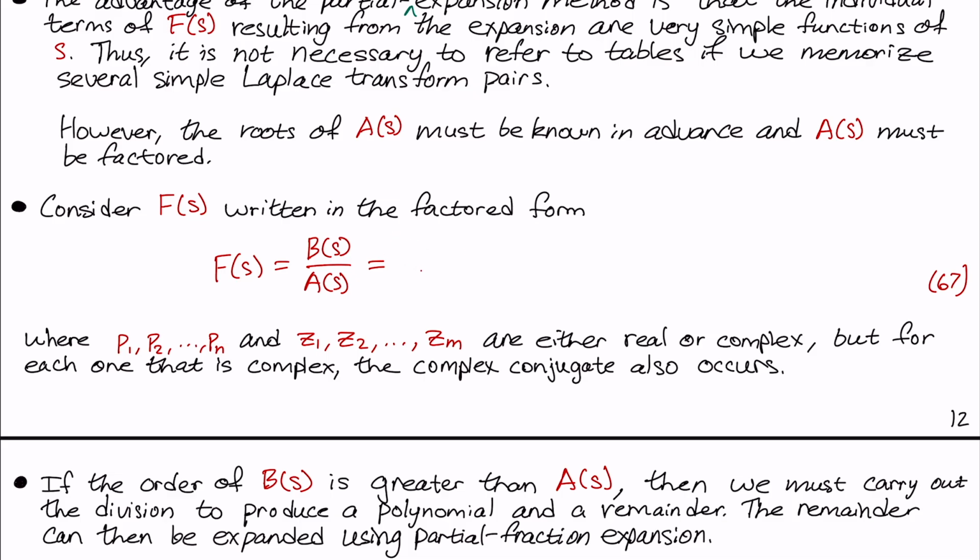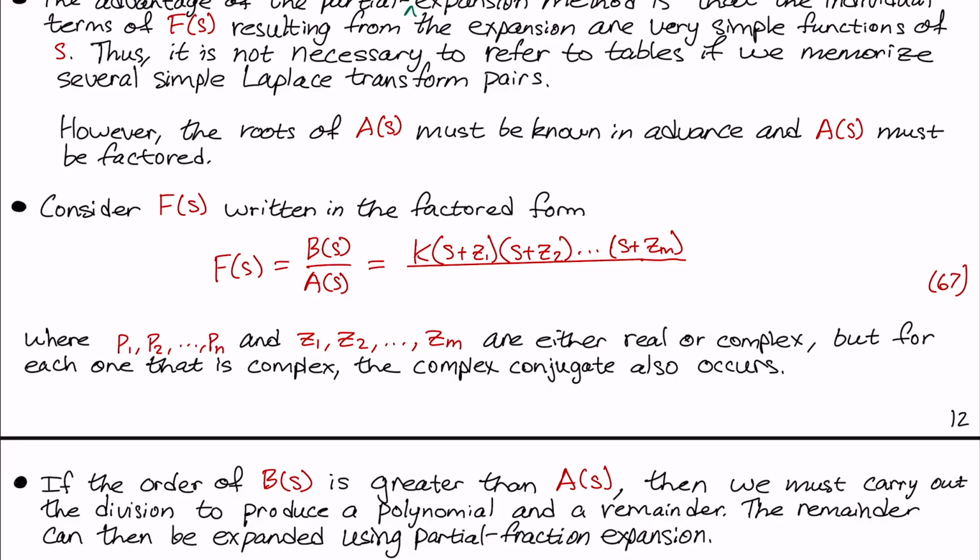And we'll expand this into a fraction, some constant K, times (s plus z1), that's our first zero, times (s plus z2), that's our second zero, times up to (s plus z sub m), and that is the mth zero. We don't necessarily need to factor the numerator, but it is beneficial if you do. It just makes it a little bit easier.